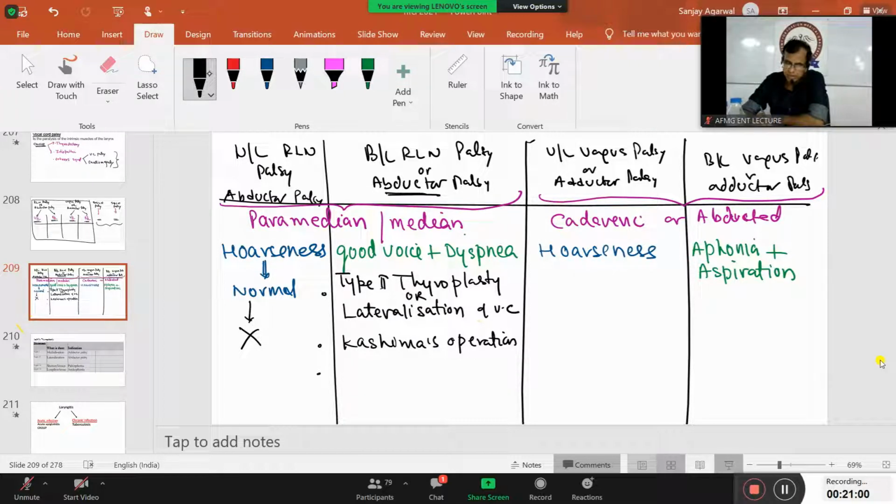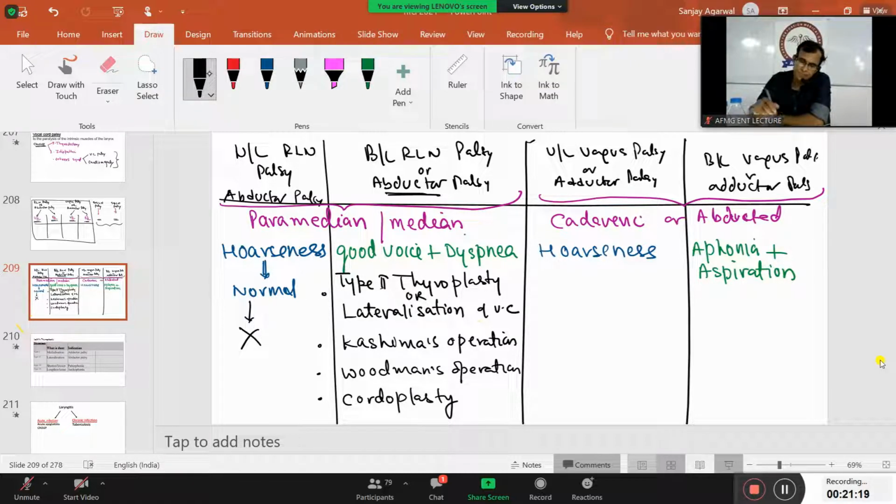Third surgery, Woodman's operation. And the fourth one is chordoplasty. Remember these very important points. So the 4 names are all the surgical options for bilateral abductor palsy. The aim is to improve the breathing, the dyspnea.